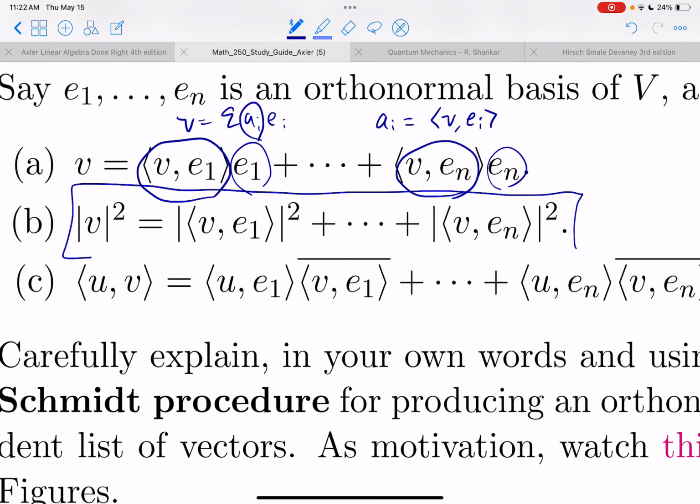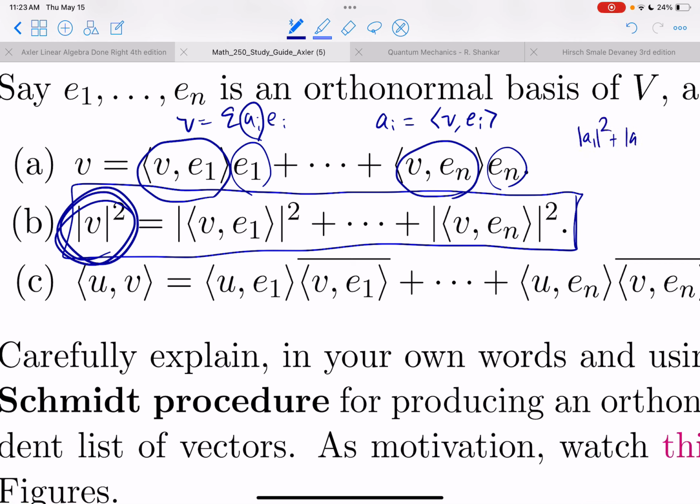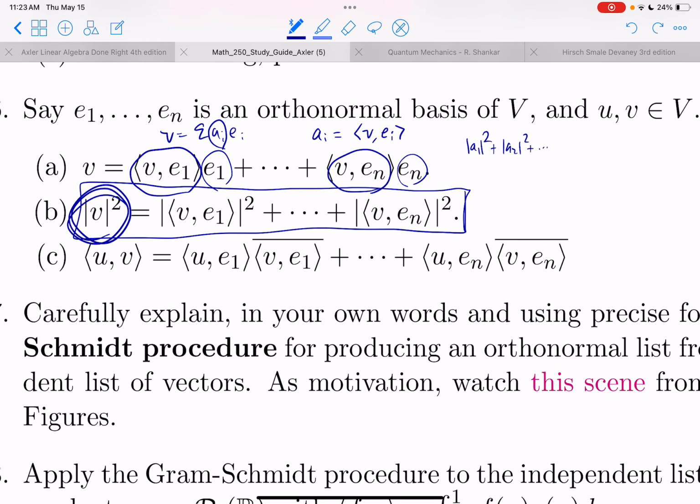And previously we also proved this. We proved that the norm squared of a vector in an ONB is just the sum of the squares of the coefficients. We proved that on the previous page. And now we know that the coefficients are just these dot products. So, boom. That one's done too. This is just basically collecting results we already proved.